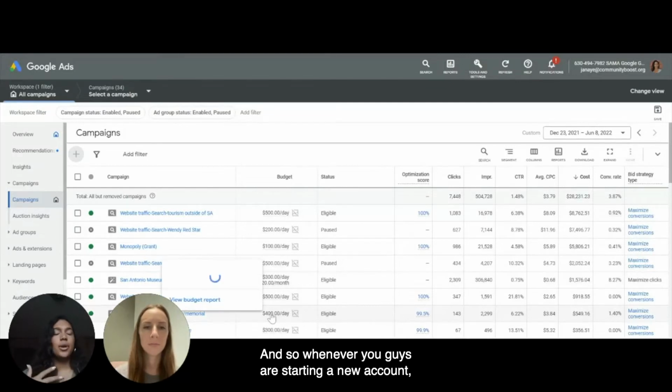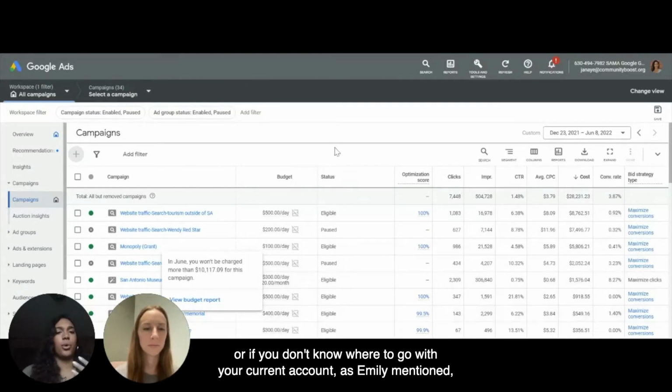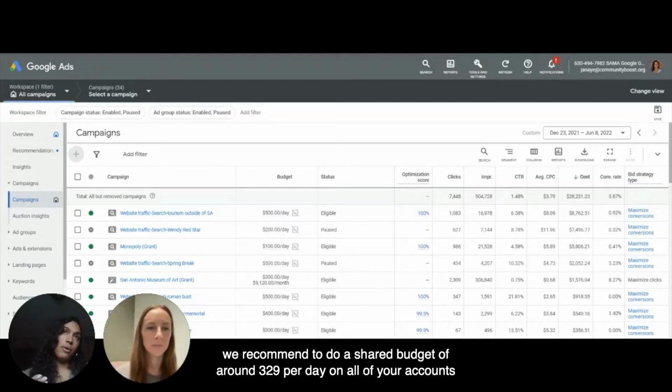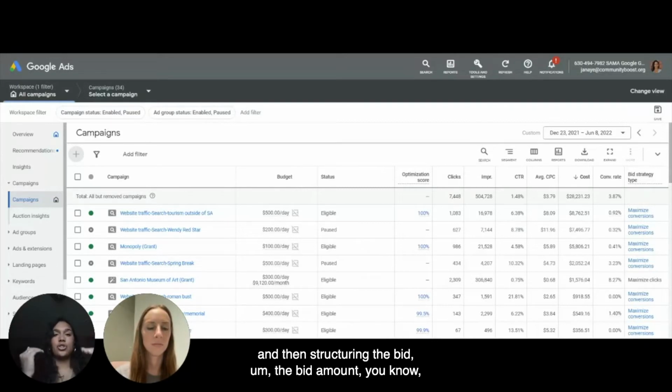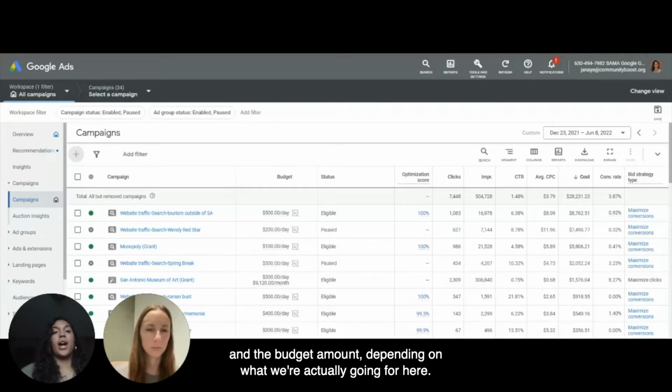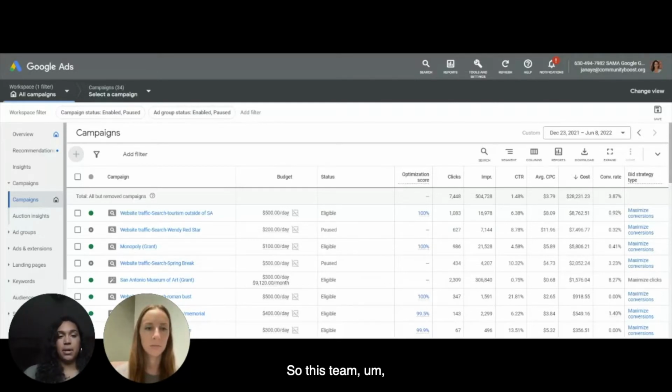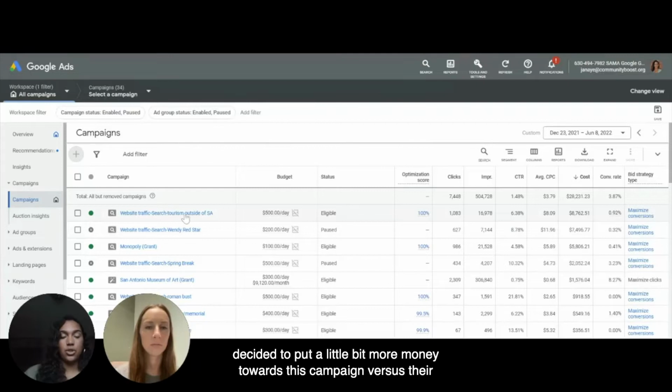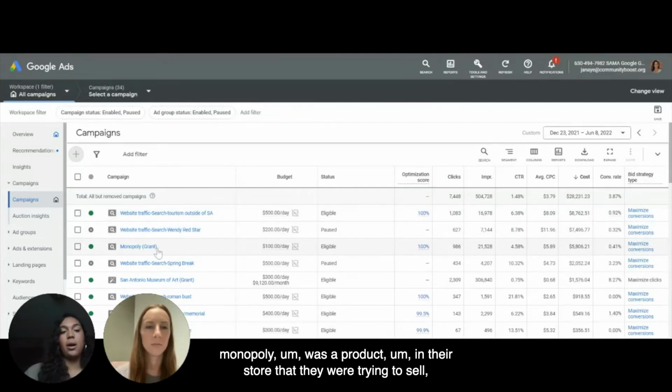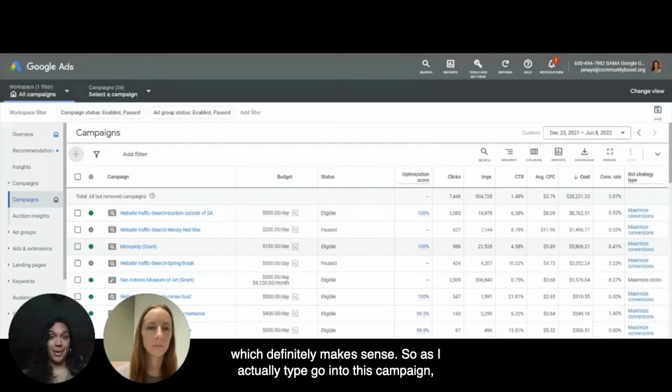And so whenever you guys are starting a new account, or if you don't know where to go with your current account, as Emily mentioned, we recommend a shared budget of around $329 per day on all of your accounts, and then structuring the bid amount and the budget amount depending on what we're actually going for here. So this team decided to put a little bit more money towards this campaign versus their monopoly was a product in their store that they were trying to sell, which definitely makes sense.